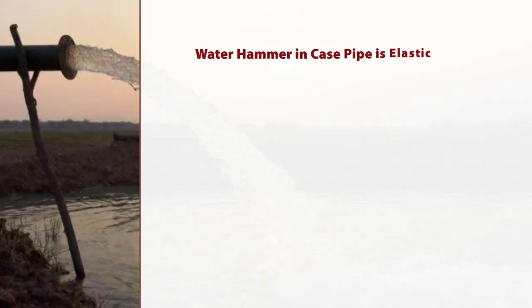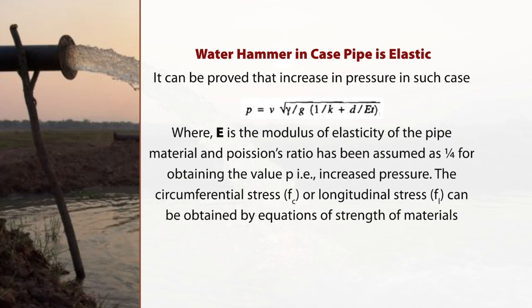Now water hammering in the case where the pipe is elastic. It can be proved that the increase in pressure in such a case is P equal to V into root of gamma upon g into the bracket 1 upon K plus D upon ET, where E is the modulus of elasticity of the pipe material, and Poisson's ratio has been assumed as 1 by 4 for obtaining the value of P, or we can say the increased pressure. The circumferential stress f_c or longitudinal stress f_l can be obtained by equations of strength of materials.